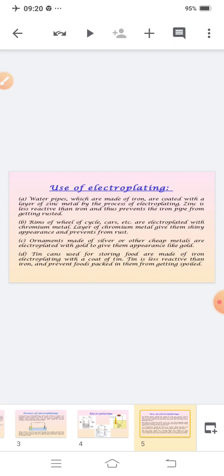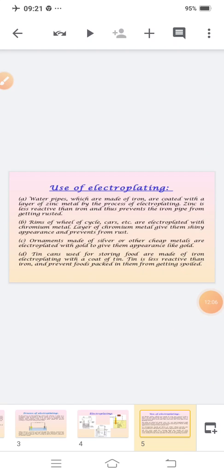Third one, ornaments made of silver or other cheap metals are electroplated with gold to give them an appearance like gold, like your artificial jewelry. Tin cans used for storing food are made up of iron. They are electroplated with a coat of tin. Tin is less reactive than iron and prevents food packed in them from getting spoiled. So these are the uses of electroplating.